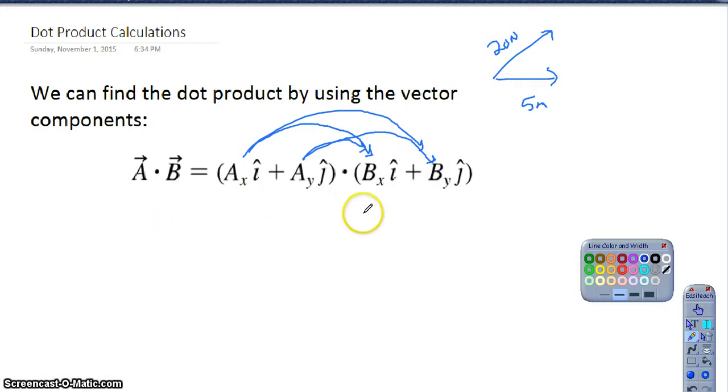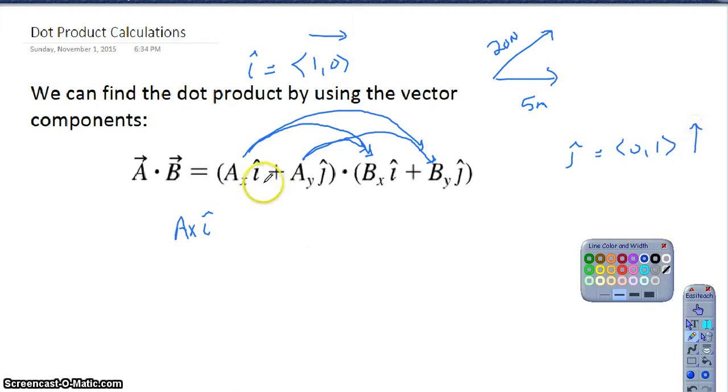I hate that term, by the way, FOIL, because it only works with 2x2s, but we're distributing this function out. But anyway, AX, and I am keeping the I in here because that's telling me it's a horizontal component, right? Keep in mind, I is just saying it's a vector of (1, 0), so it goes off in the positive x direction. J is telling me it's a vector of (0, 1), so it's going off in the vertical direction. That's all those subscripts are saying, but I am going to keep those in here, and I think you guys will see why in just a moment.